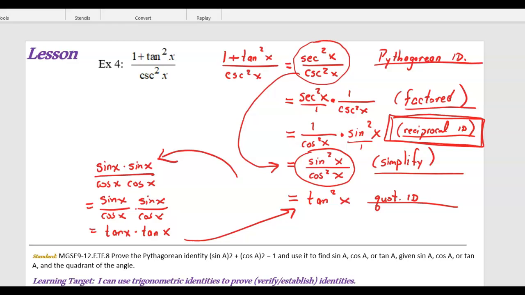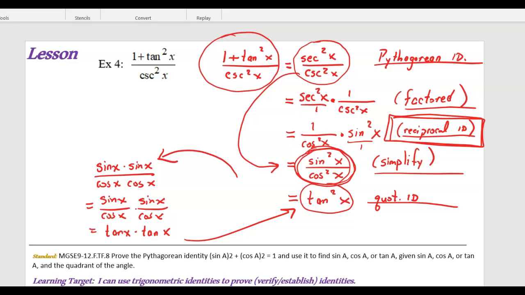So you could have done this problem and rewrite it, make your Pythagorean ID substitution, use the reciprocal, and then use the quotient. So this could have been Pythagorean, reciprocal, quotient. Done. And then this is as simple as it gets. Tangent squared of x, there's nothing simpler than that in this particular case.